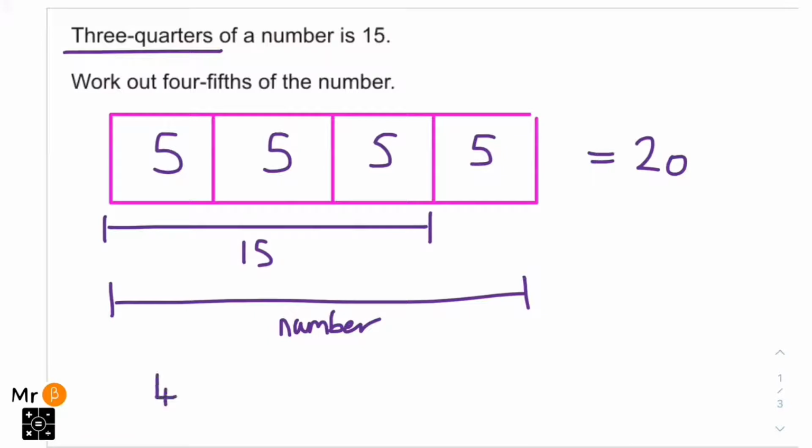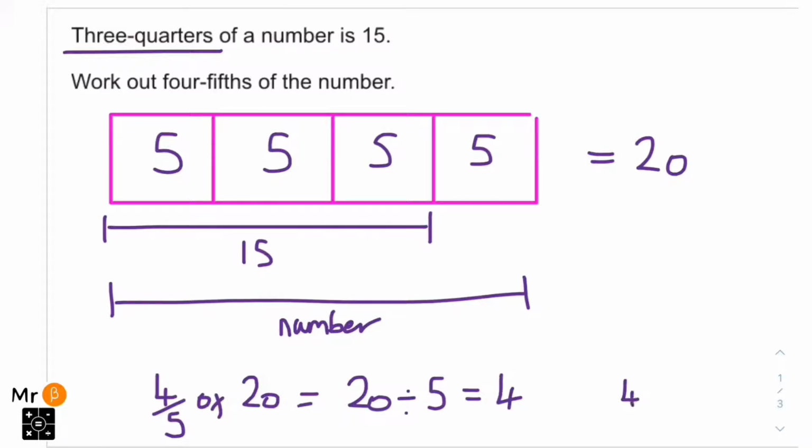It then asks me to work out what 4/5 of 20 is. So again, if we do it that quicker way, we do 20 divided by 5, which is 4, and then 4 times 4 gives us our final answer of 16.